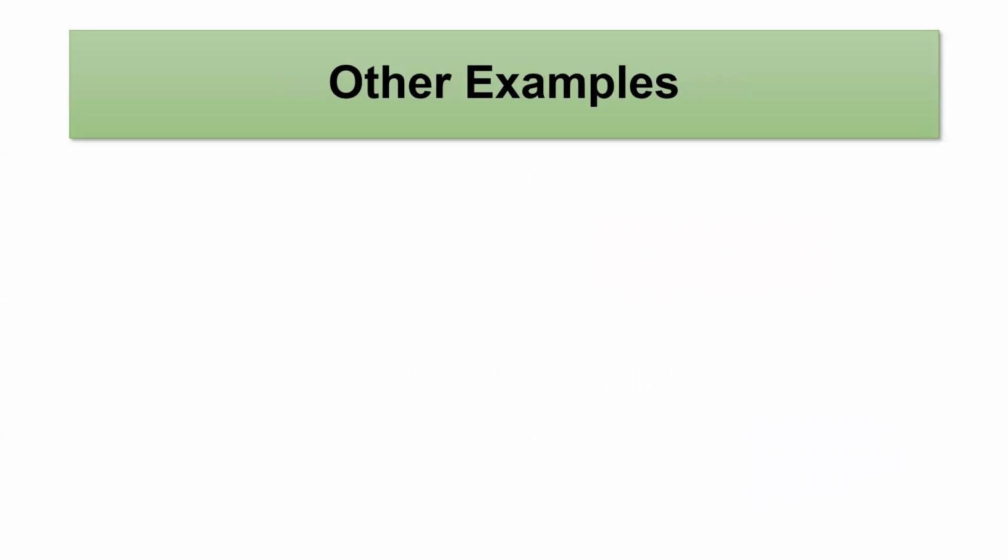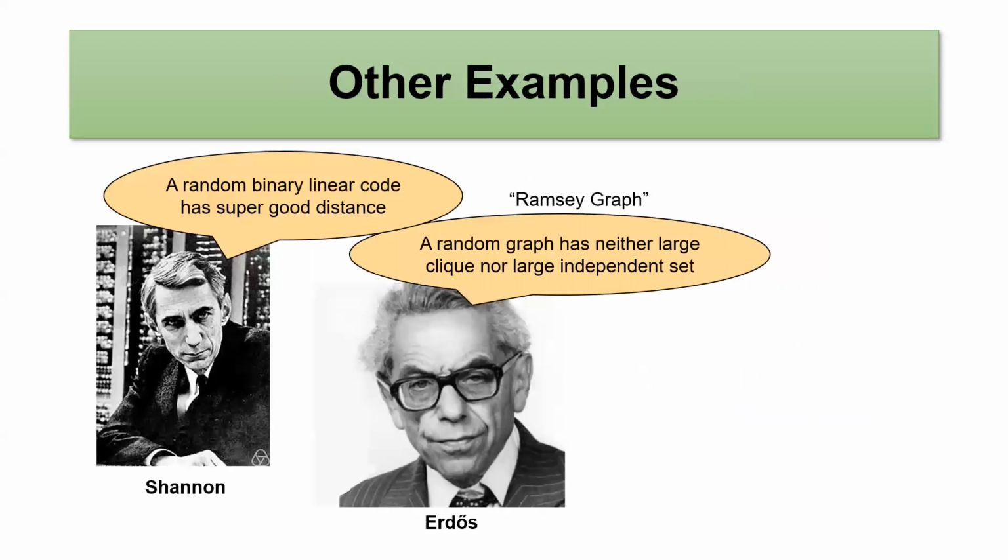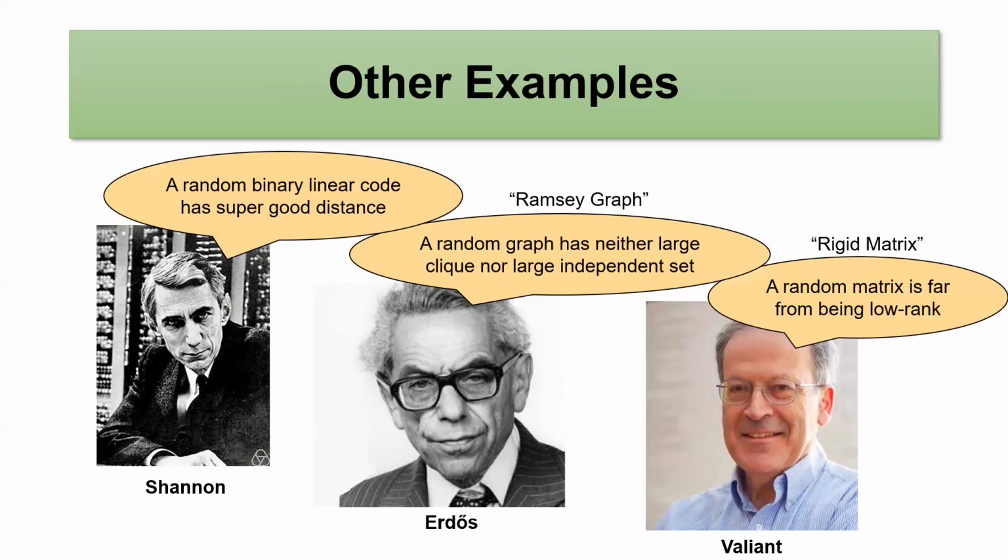Circuit bounds are not the only example of finding a hay in a haystack. We know that a random binary linear code has super good distance. We know that a random graph has neither large cliques nor large independent sets, and such a graph is called a Ramsey graph. We also know that a random matrix is far from being low rank, and such a matrix is called a rigid matrix. But we don't know how to deterministically construct any of these three.